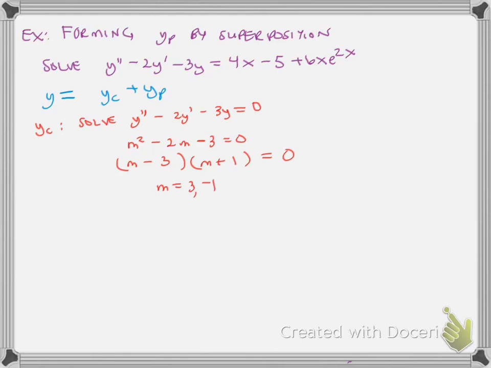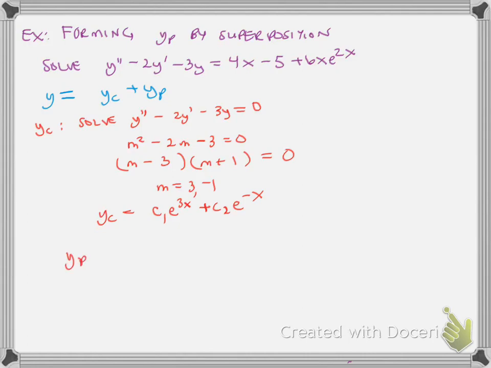So we have distinct real roots. That means our complementary function will be c sub 1 times e to the 3x, plus c sub 2 times e to the negative x. All right, so we're done with our complementary. That's nice. Now we have to find our y sub p.